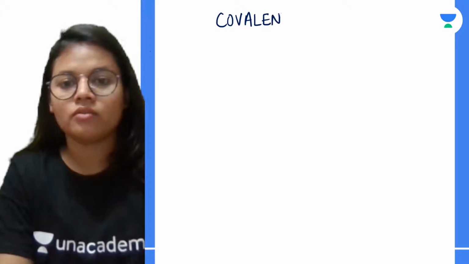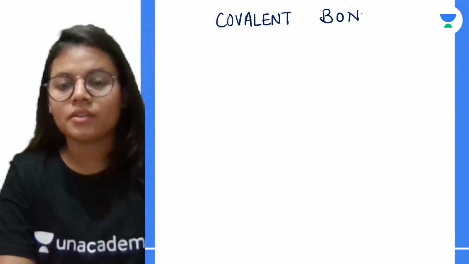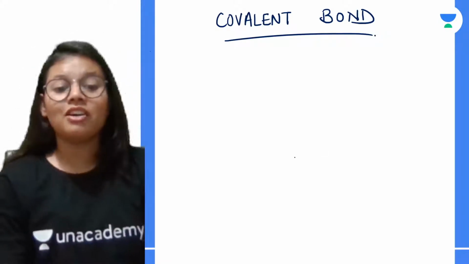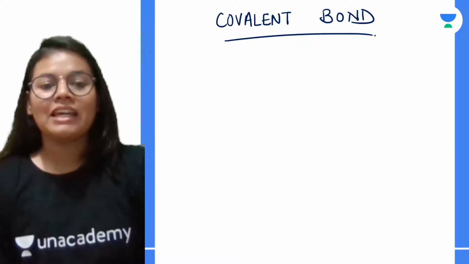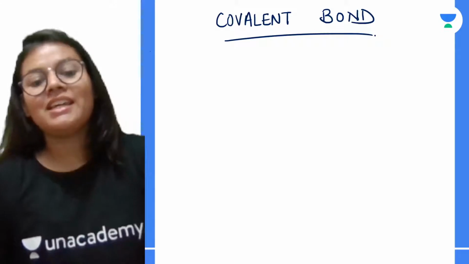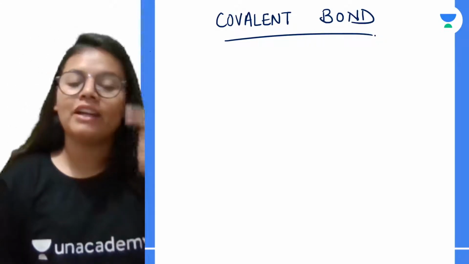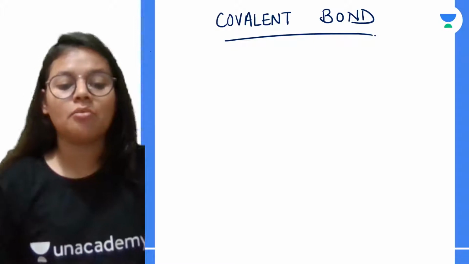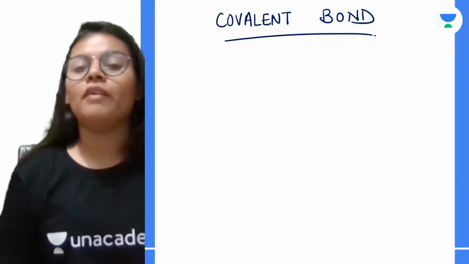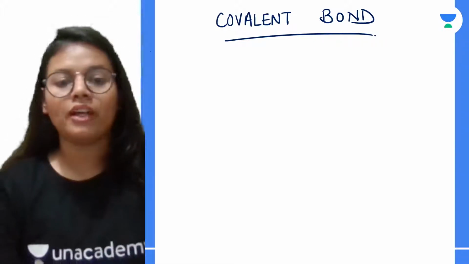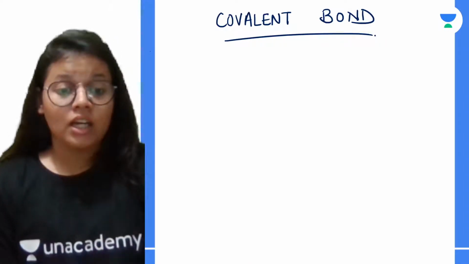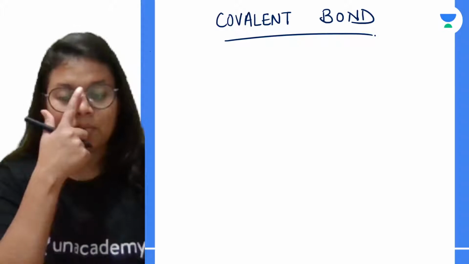Let's start with the covalent bond. I would really appreciate it if you all help me with this. I will ask some definitions, and if you know, please let me know. So tell me, what is a covalent bond, or if you have studied anything about this covalent bond, could you please help me out? What is the meaning of covalent bond, or whatever you know about covalent bond? Anyone? Yes, anyone knowing anything about covalent bond?